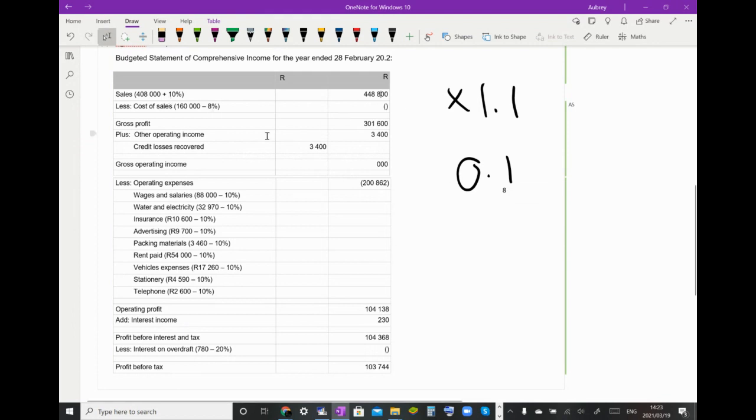Then they also told us reduce cost of sales by 8%. Okay. So in this scenario, we could obviously calculate what is 8% of.